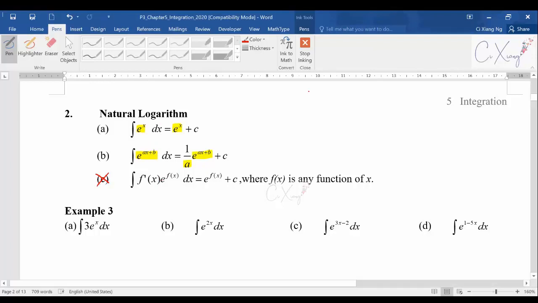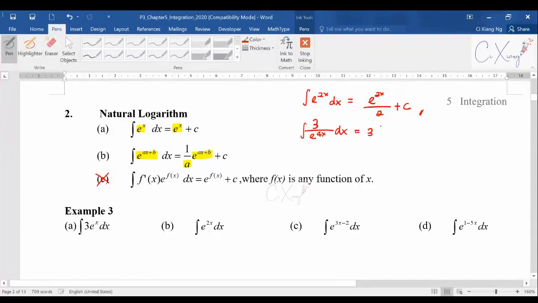As an example, if I'm having e power 2x, what do you get when you want to integrate e power 2x? Again, you copy back the original thing. Differentiate the power, it is 2, right? So you divide it by 2, plus c. This is how you integrate it. If let's say you're having 3 over e power 4x, how can you do this integration?